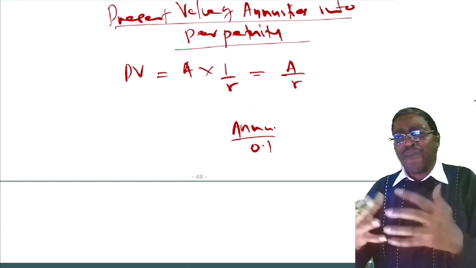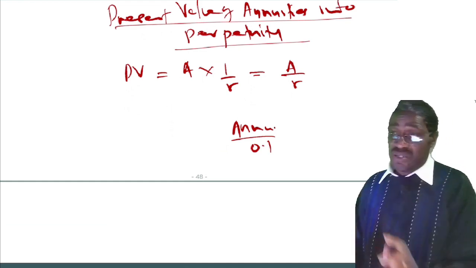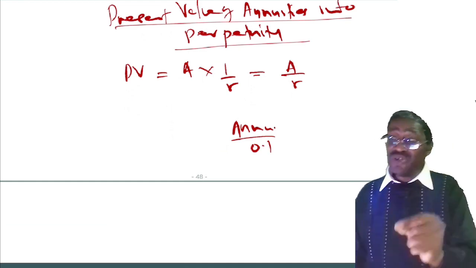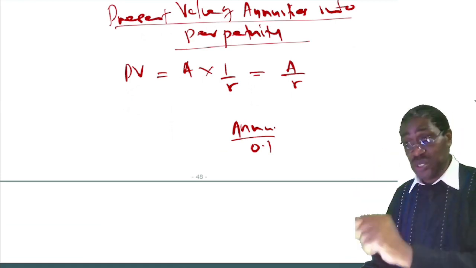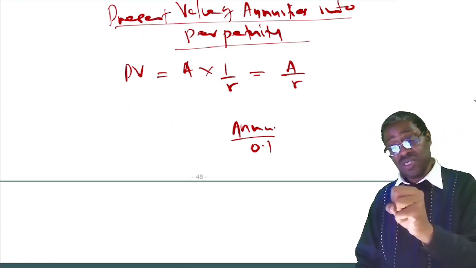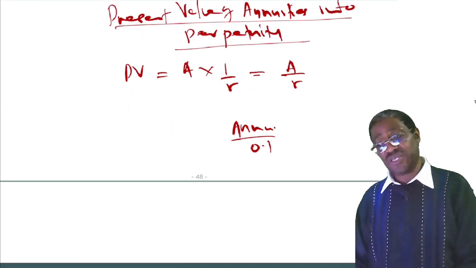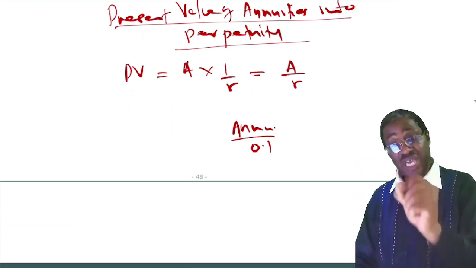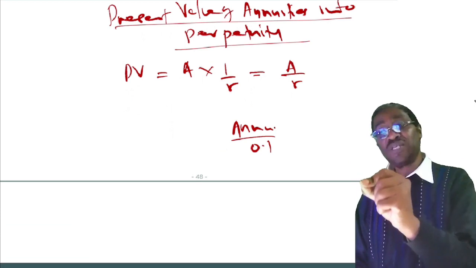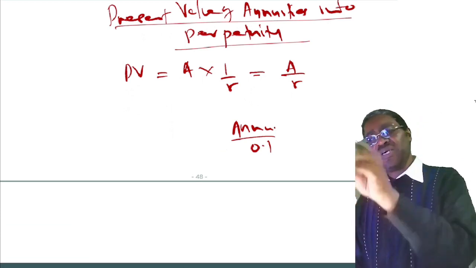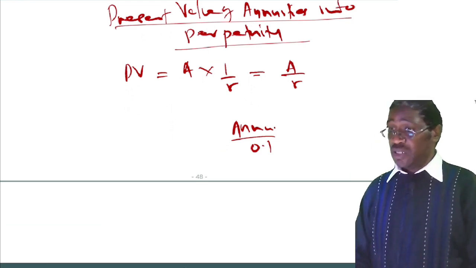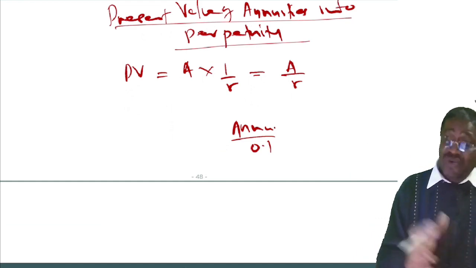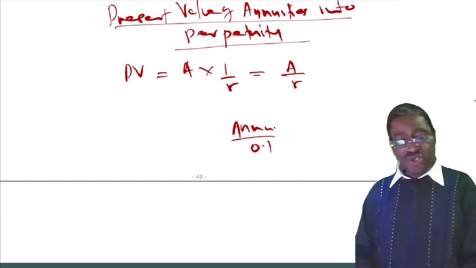So it's like we are capitalizing the annuity at whatever rate of interest. When you are required to get the present value of an annuity into perpetuity, you just take that annuity and divide it by the rate of interest. You take the annuity, A. I have said it's the same as multiplying by 1 divided by R, which is the same as A divided by R. That will give you the present value of all those annuities that you will be receiving into perpetuity.